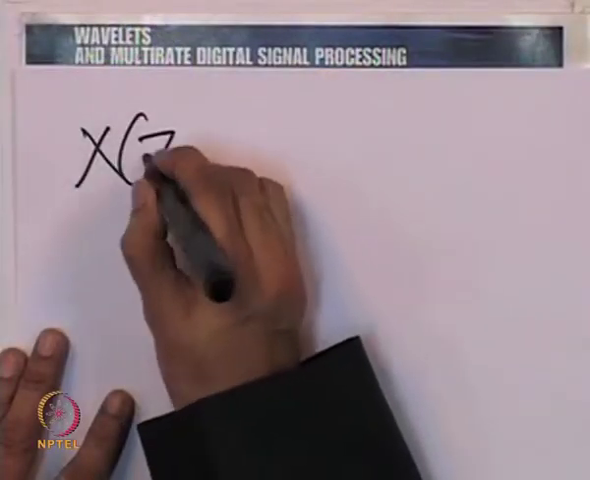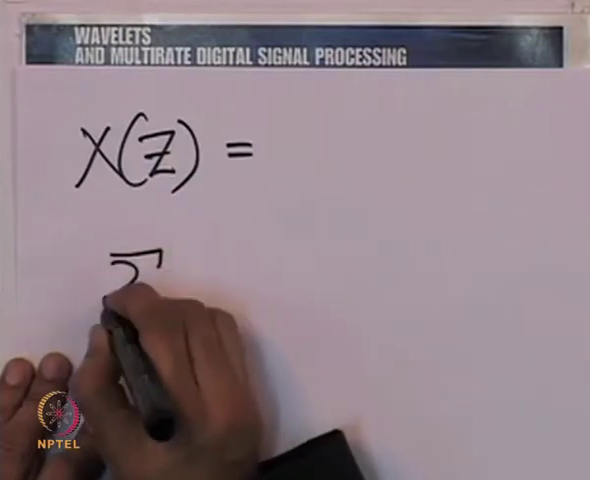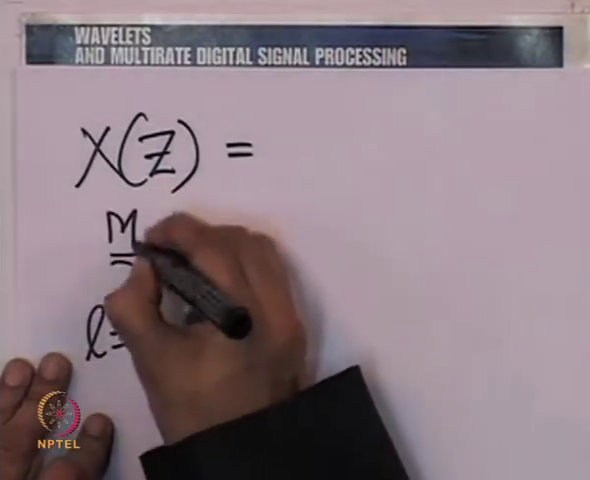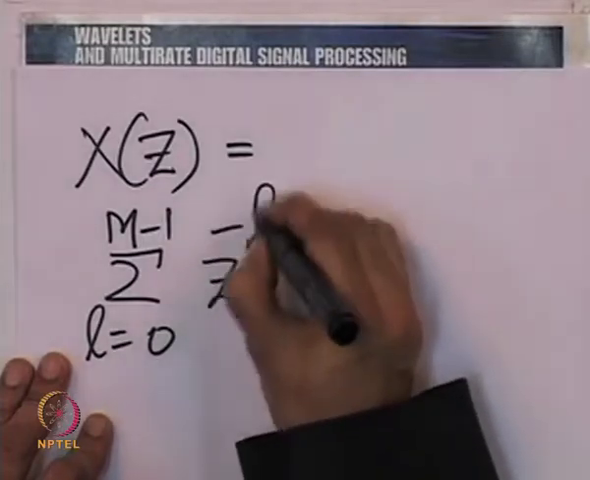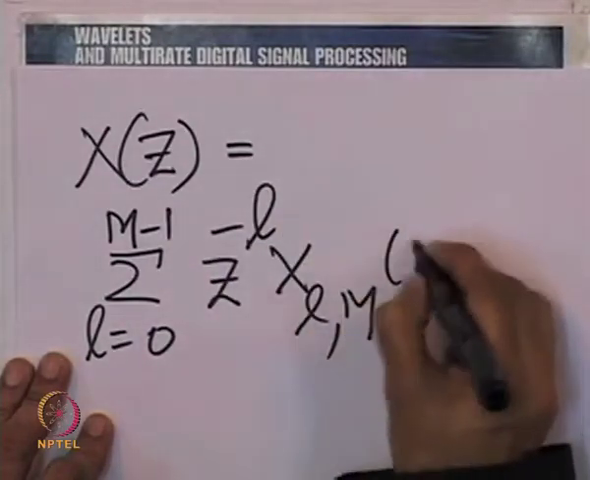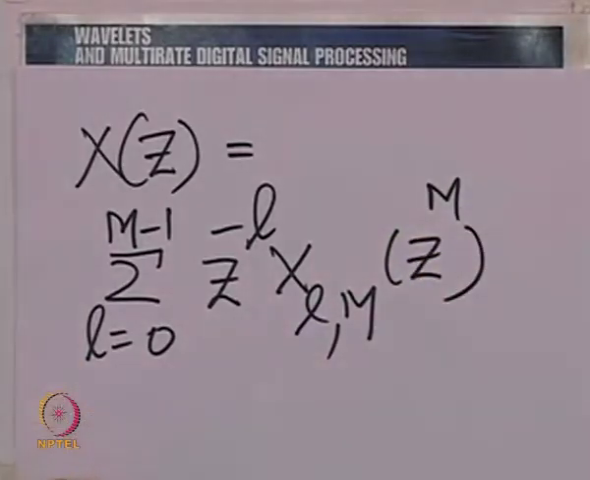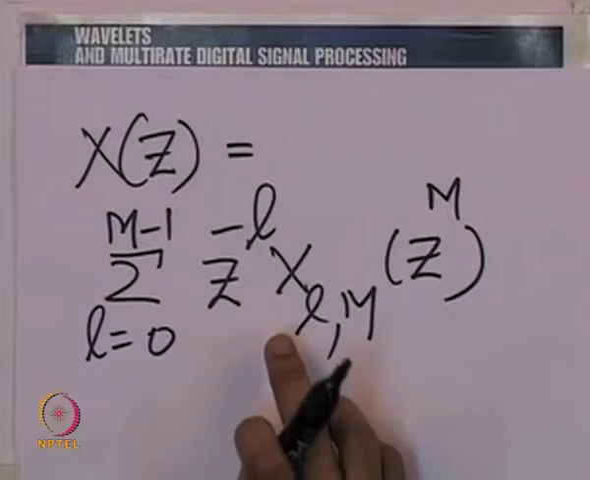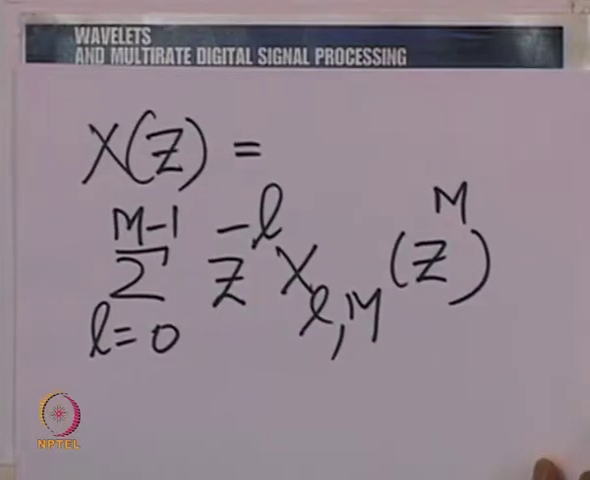And in fact, we can write down a very simple relationship between the Z transform of the original sequence and the Z transforms of its polyphase components. So, capital X(z) becomes the summation l going from 0 to M minus 1 of z raised to the minus l times X_l^M(z^M). This is the manifestation of polyphase decomposition in the Z domain. Now, this is just to explain and define the idea of polyphase decomposition in general.